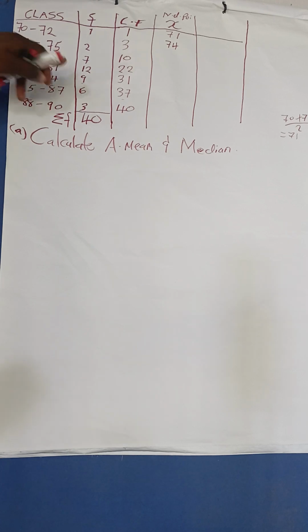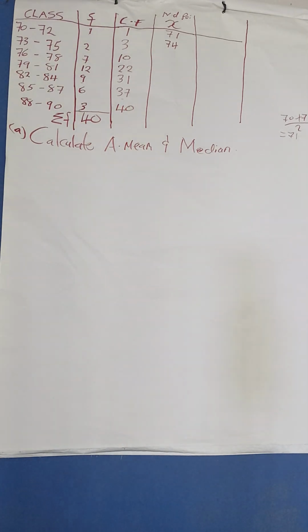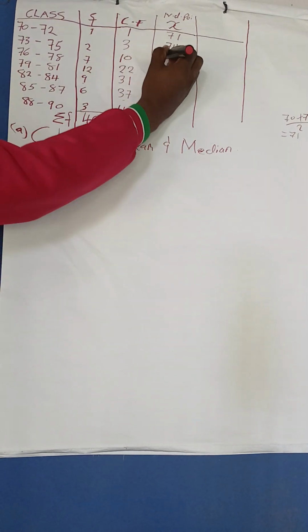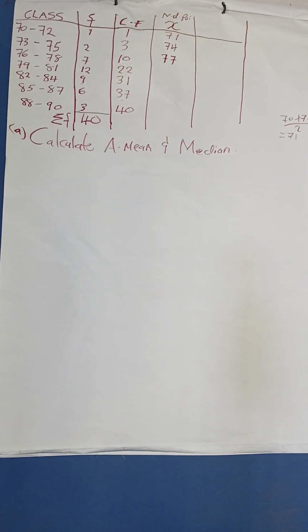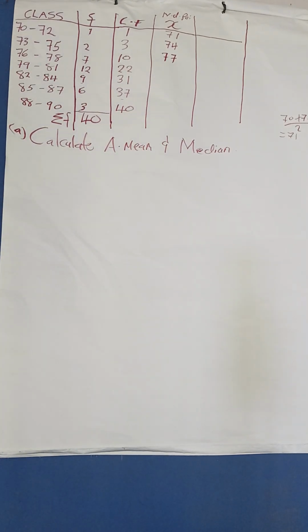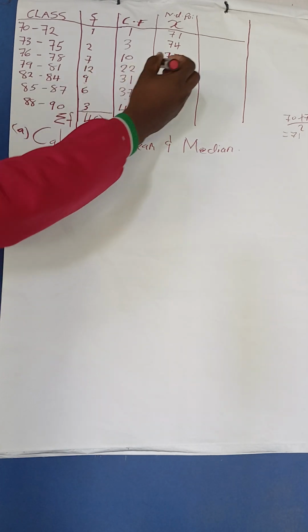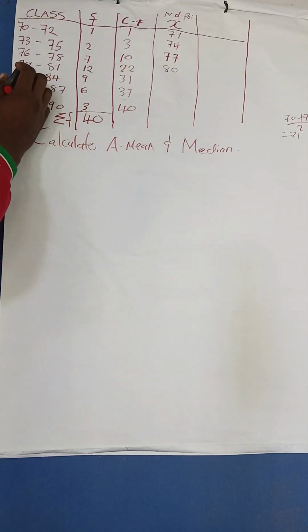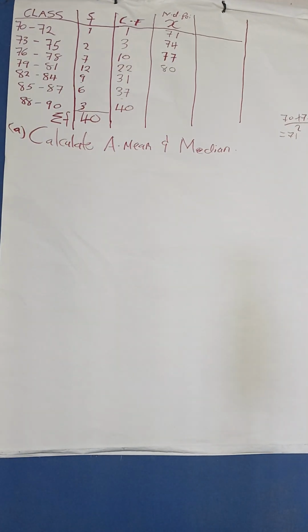Then 76 plus 78, you divide by 2, you will get 77. Then 79 plus 81 divided by 2, you will get 80, because this plus this gives 160, and 160 divided by 2 is 80. Then 82 plus 84, divide by 2, you will get 83.